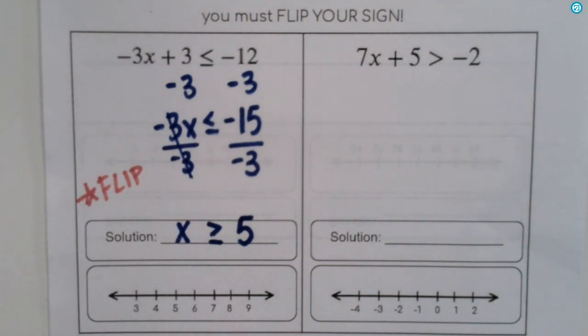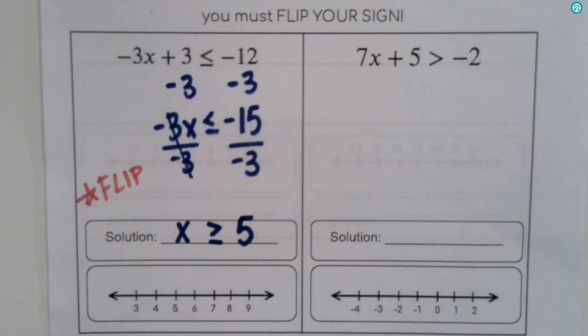Because with an inequality, we don't have just one answer. Our answer is everything that is greater than or equal to 5. So that could be 5, 6, 7, 8, 9, 10, 11, 12, 13, 14, 15, 16, 17. I could go all day. We are also going to graph our answers.